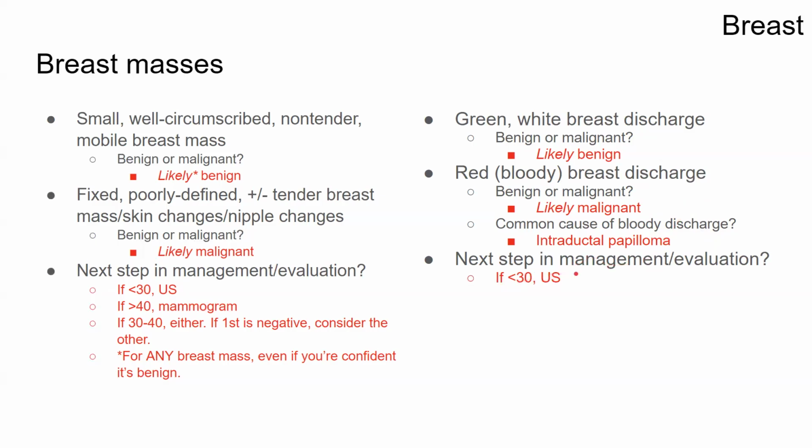If they're younger than 30, you want to consider getting an ultrasound. If they're older than 40, get a mammogram. Very similar to a breast mass. If 30 to 40, you consider either. If the first is negative, you want to do the other one.